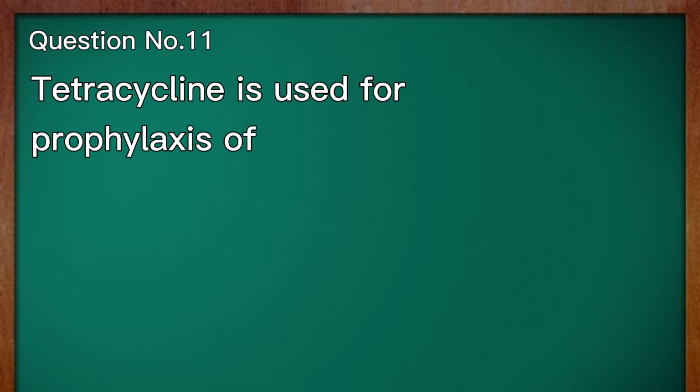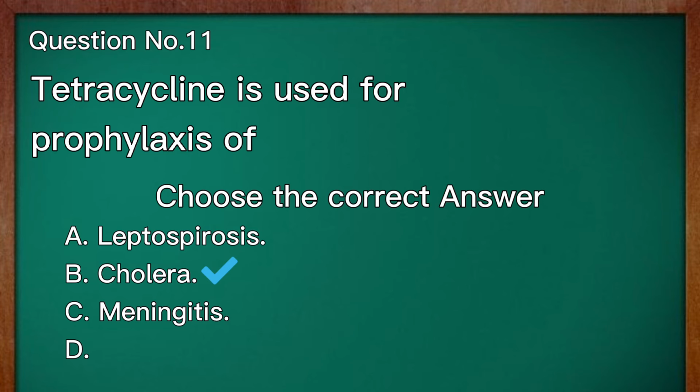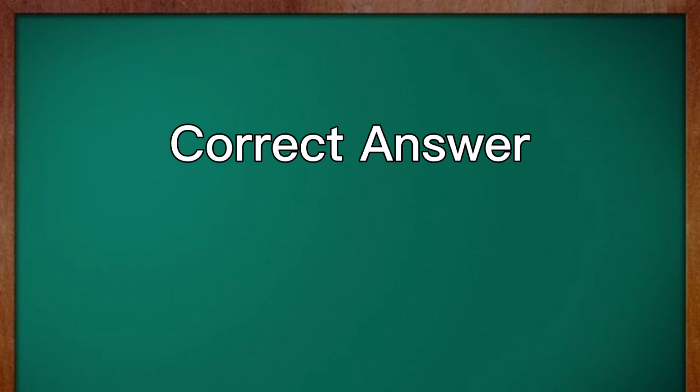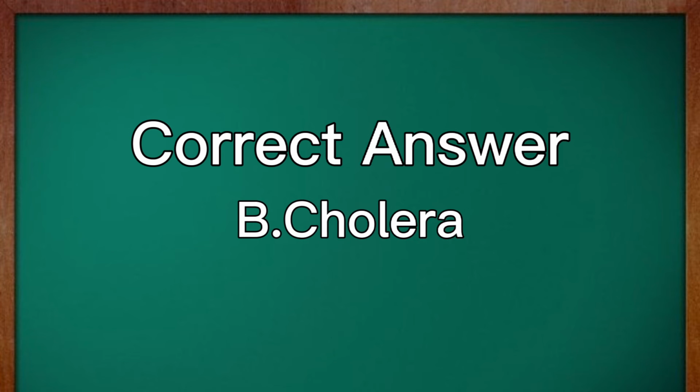Question number 11. Tetracycline is used for prophylaxis of. Choose the correct answer. A. Leptospirosis. B. Cholera. C. Meningitis. D. Brucellosis. Correct answer: B. Cholera.